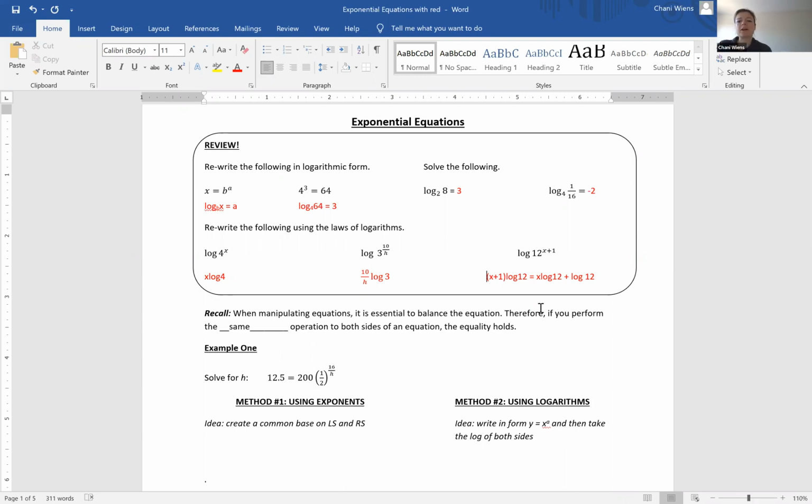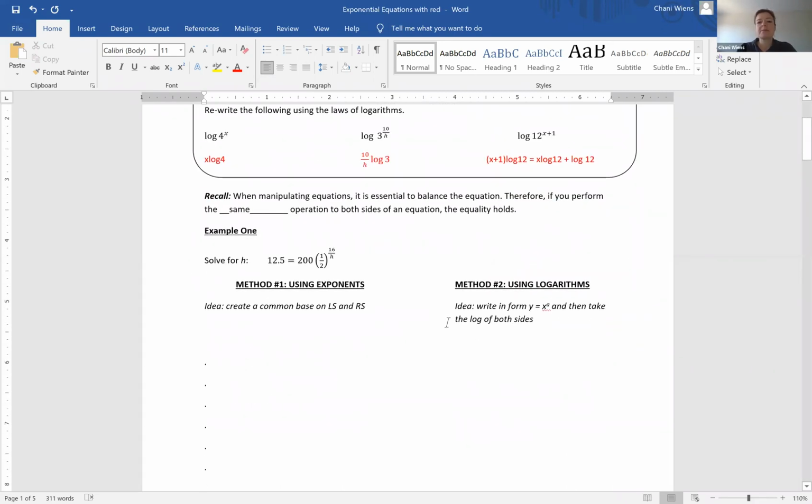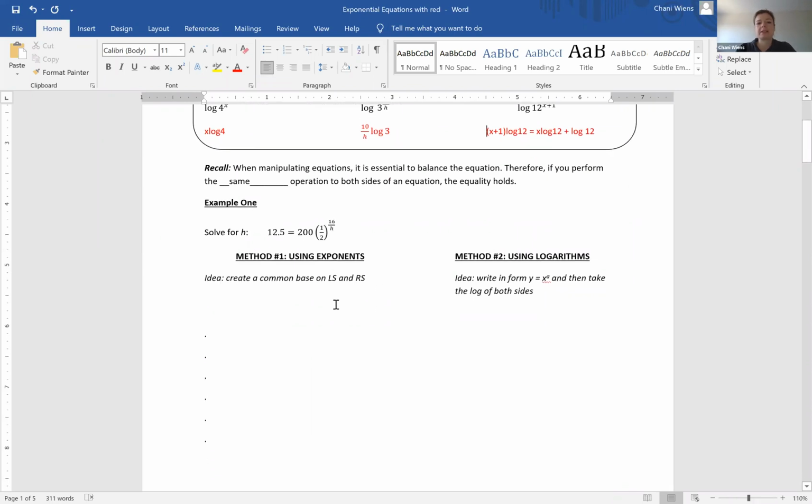And remember that logs are just numbers. Like log 12, you can take out your calculator and find that log 12 is just a number. It's 1.079, etc. So when we are solving equations such as these, we're going to have to really train ourselves to remember that. Okay, so today we're going to be solving exponential equations.